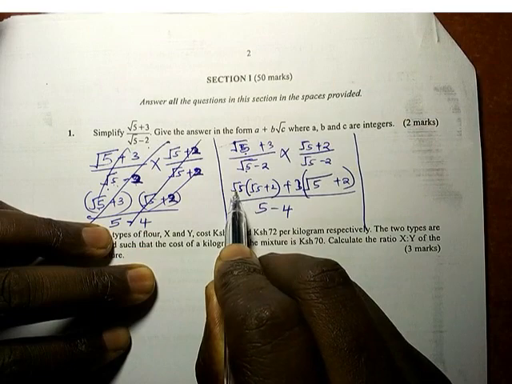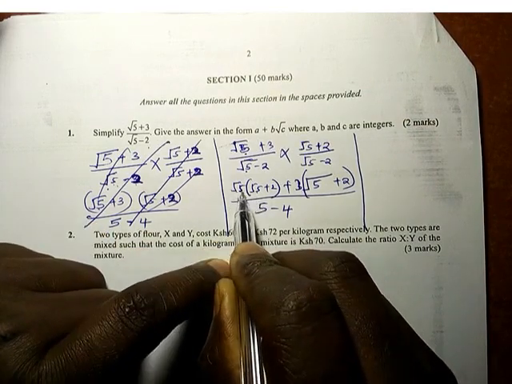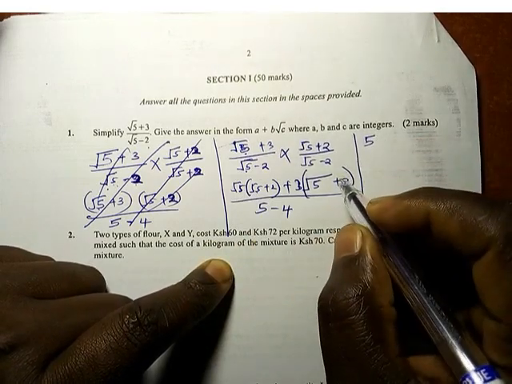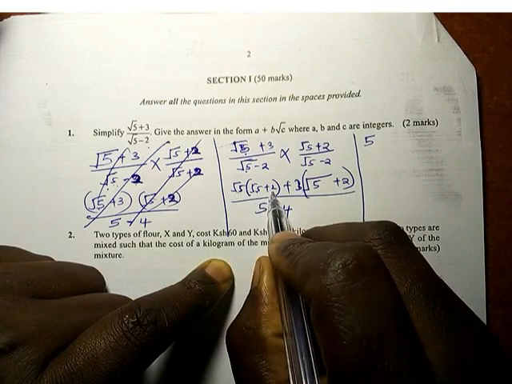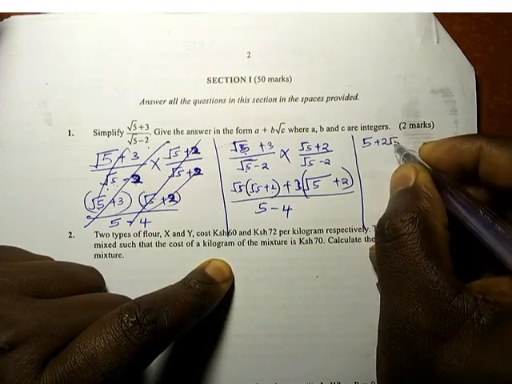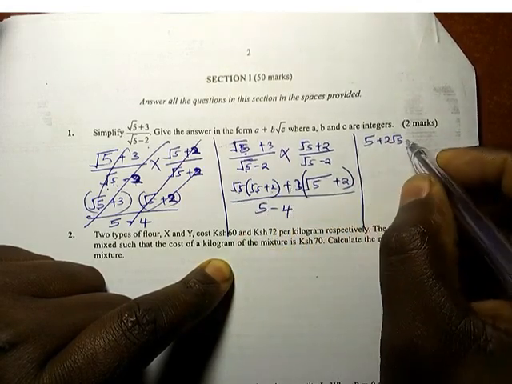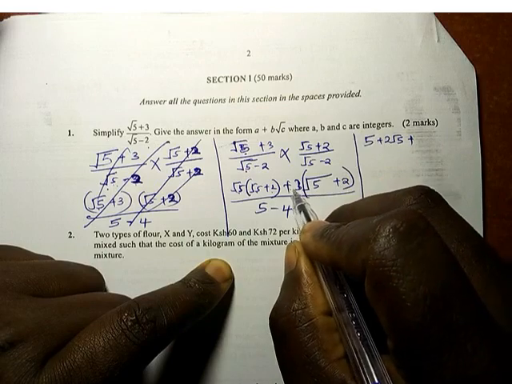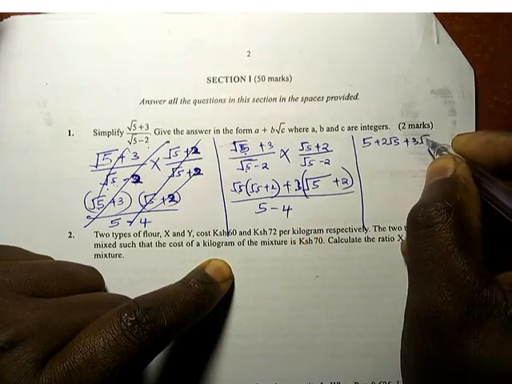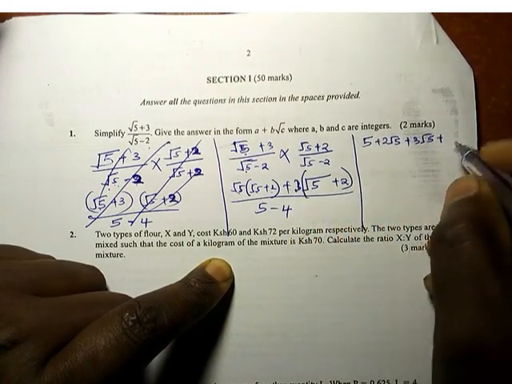So when you open this, this is root 5 times root 5. That is the same as root 25, so it is going to give us 5. Then root 5 times 2 is going to give us 2 root 5, so plus 2 root 5. Plus 3 times root 5, so we are going to have 3 root 5. And then 3 times 2, the answer is 6.